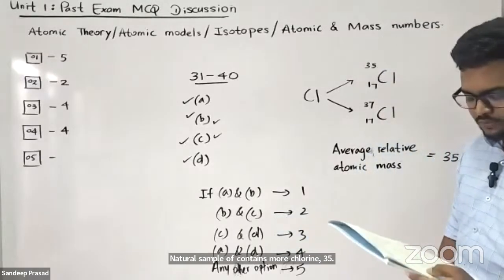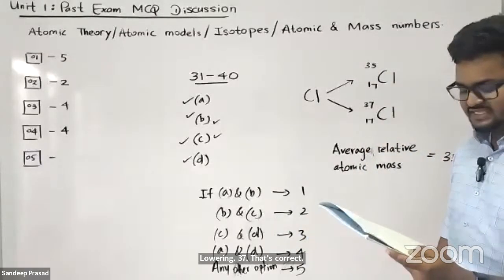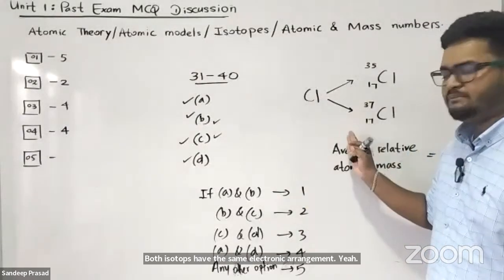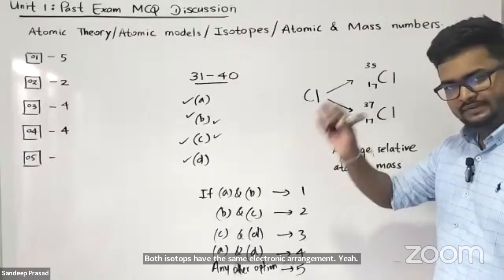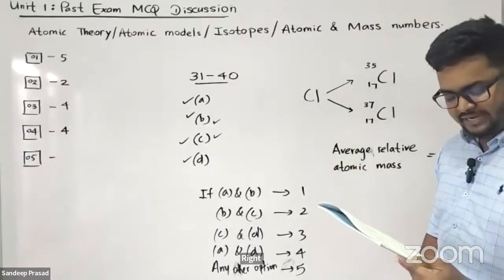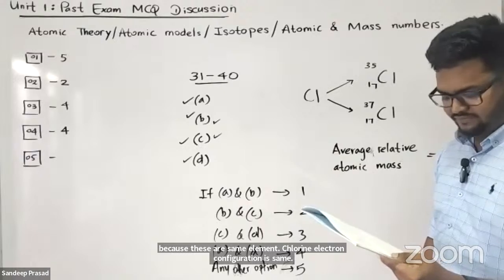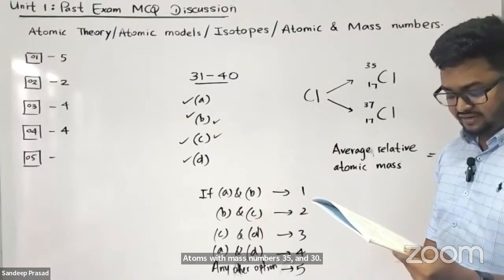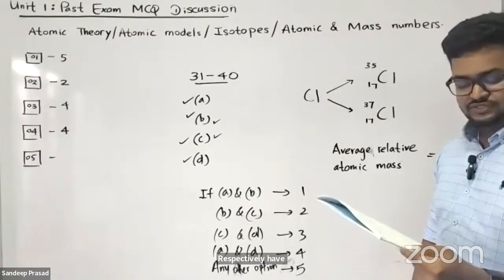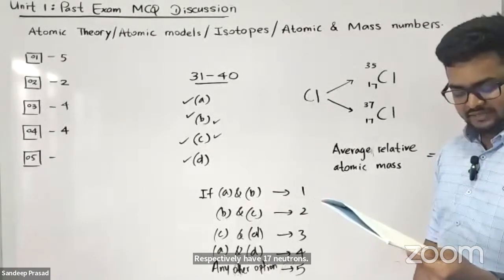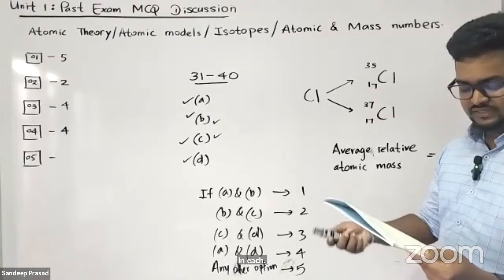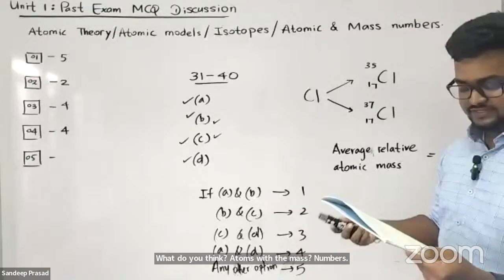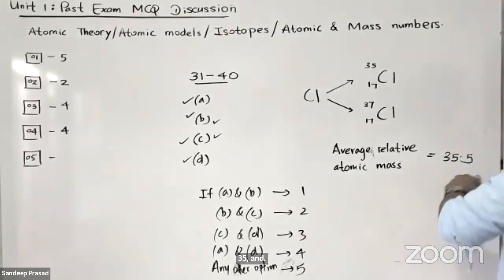So a natural sample of chlorine contains more chlorine 35 than chlorine 37. That's correct. Both isotopes have the same electronic arrangement. Yes, because they are the same element, chlorine. The electron configuration is the same. Atoms with mass numbers 35 and 37 respectively have 17 and 19 neutrons in each. What do you think? Atoms with mass numbers 35 and 37 respectively have 17 and 19 neutrons.